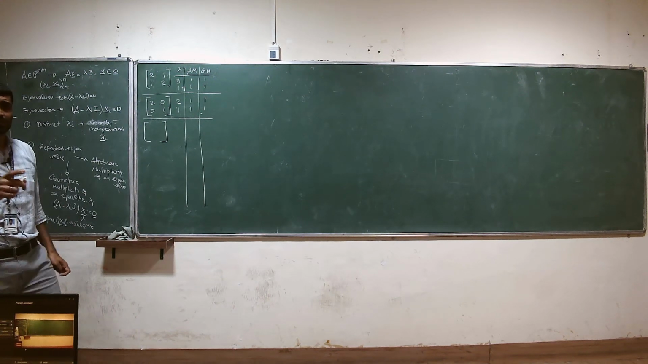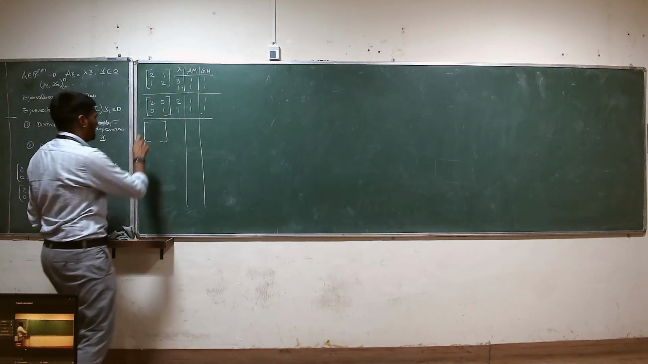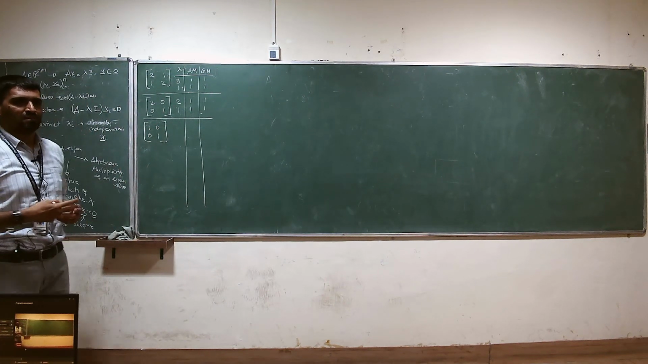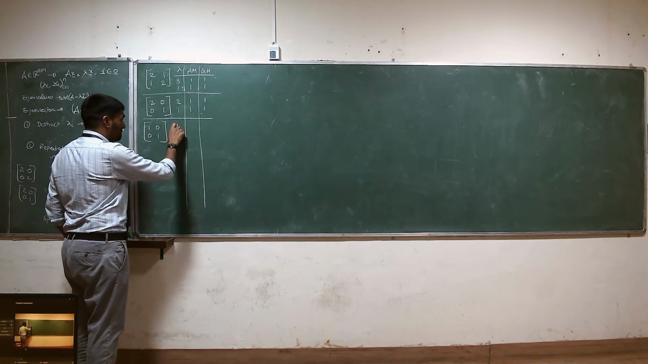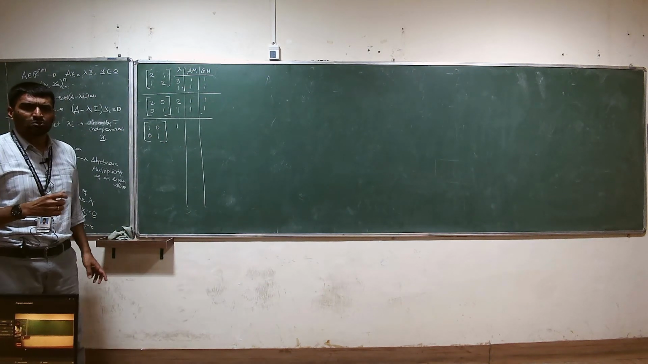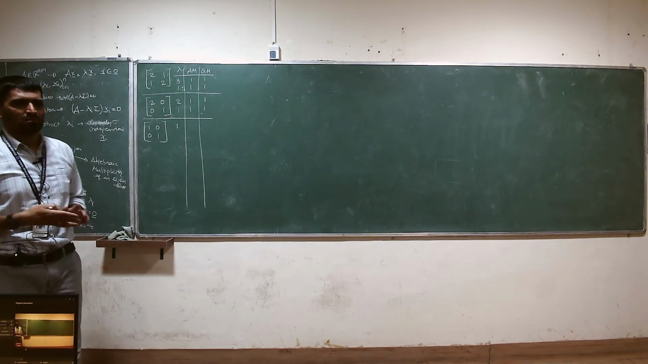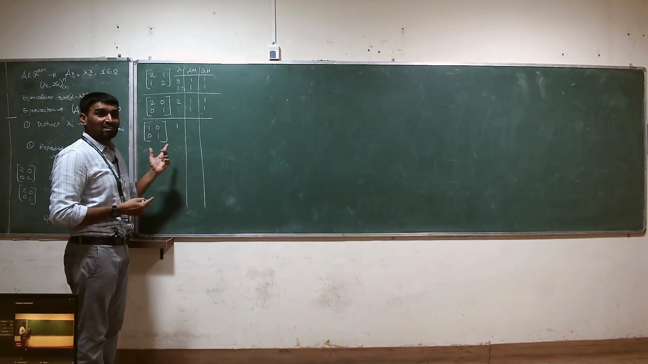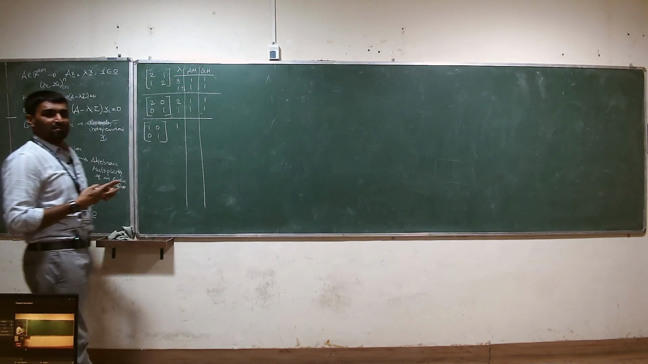What is the next matrix? 1, 6. Okay. Here, there is only one eigenvalue. Is it plus or minus 1? Okay. What is the algebraic multiplicity?